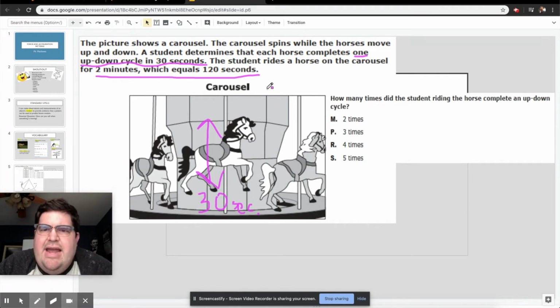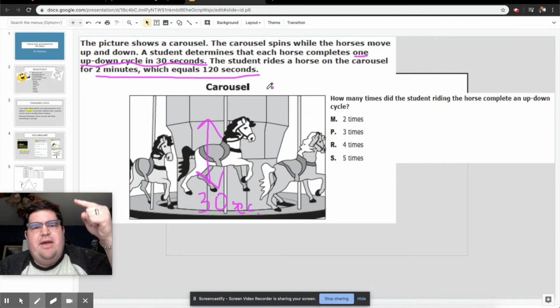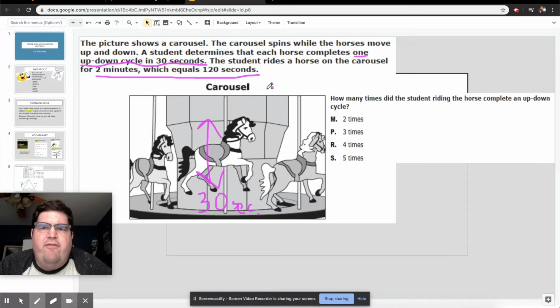The question. How many times did the student riding the horse complete an up and down cycle? So if we know that it takes 30 seconds for one up and down cycle, we want to know a pattern, basically, of how many times that student went up and down in 120 seconds. So a couple of different ways we could do this. We could say, okay, one time was 30 seconds.